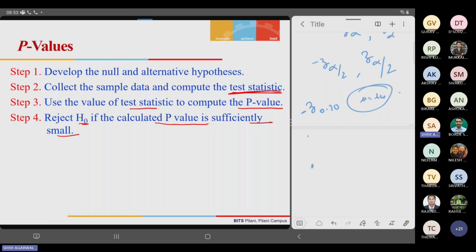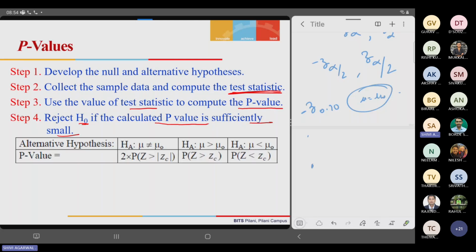Here we are not having the critical point or critical region. We use the p-value to determine whether H naught is rejected or not. In a two-tailed problem, how do we find the p-value? It is 2 multiplied by the probability of Z greater than ZC. For mu greater than mu naught, that is the right tail, so the probability is Z greater than ZC.